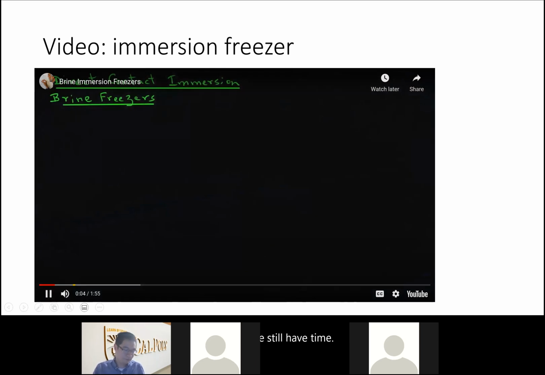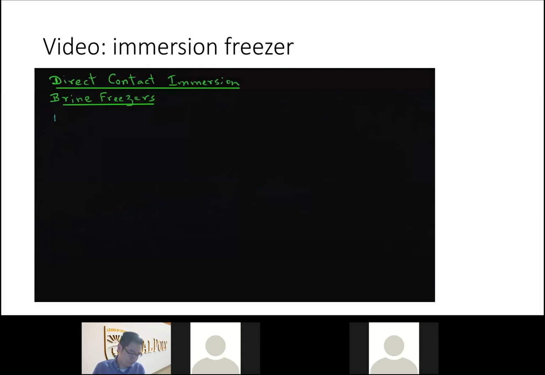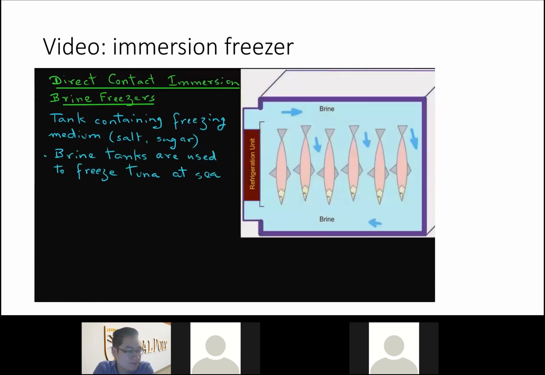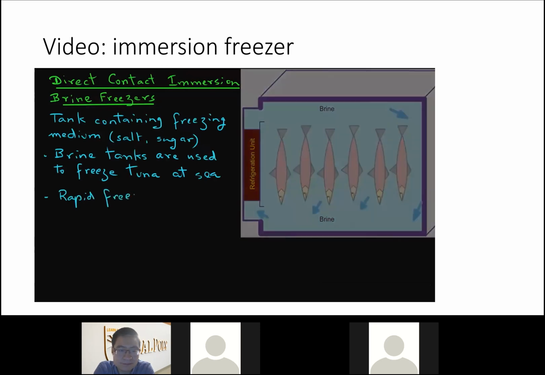Immersion freezers provide a direct contact between the product being frozen and the cooling medium. A typical immersion freezer is a tank that contains the freezing medium, which could be a solution of salt or sugar or alcohol in water. A salt solution, which is also commonly called brine, is commonly used in freezing tuna on ships at sea. These types of freezers are most suited for irregular shaped products such as fish or whole chicken, as one can get good heat transfer between the product and the freezing medium.